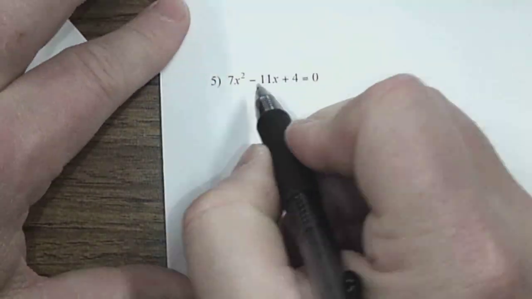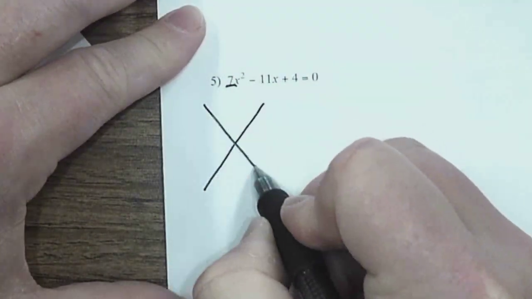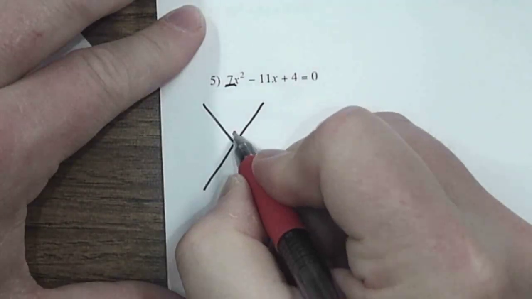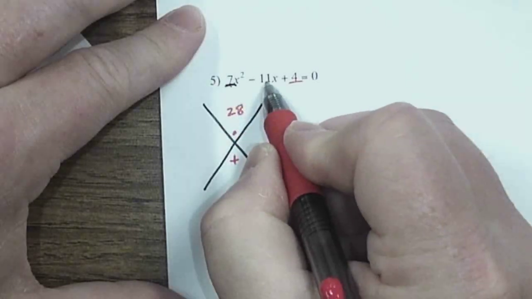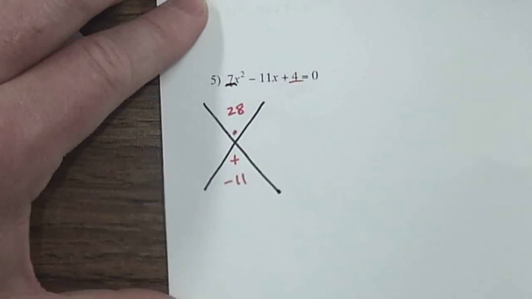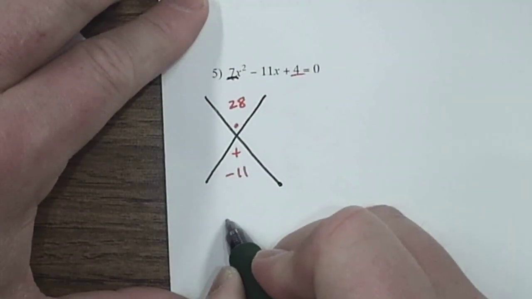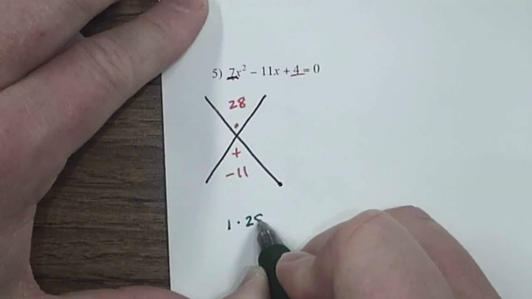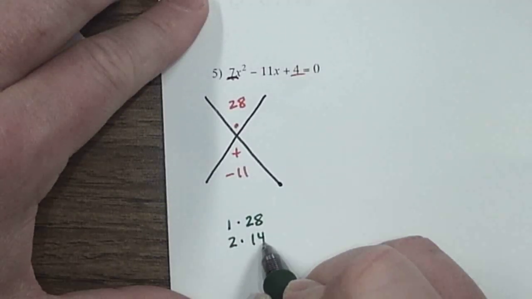Last one, and this one's a little bit tougher because that's 7 there. So we're going to go ahead and set up our little thing here. 7 times 4 is 28, and then negative 11 down here. So let's think what times what is 28, but gives me 11. Now, if you can't come up with it, start thinking with 1. 1 times 28. 2 goes into that, 14.